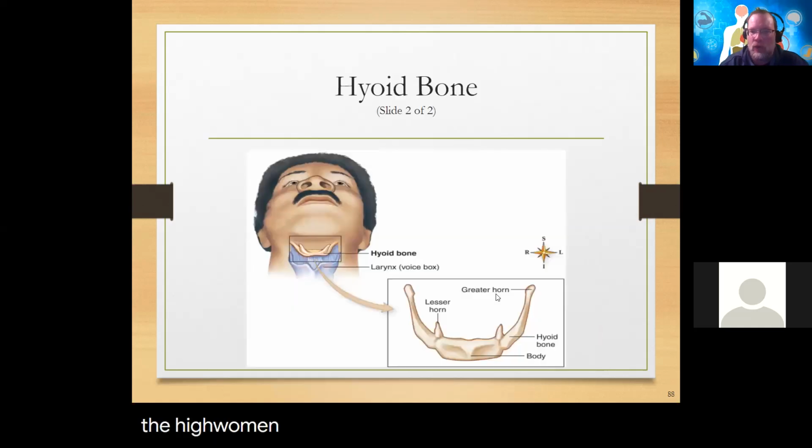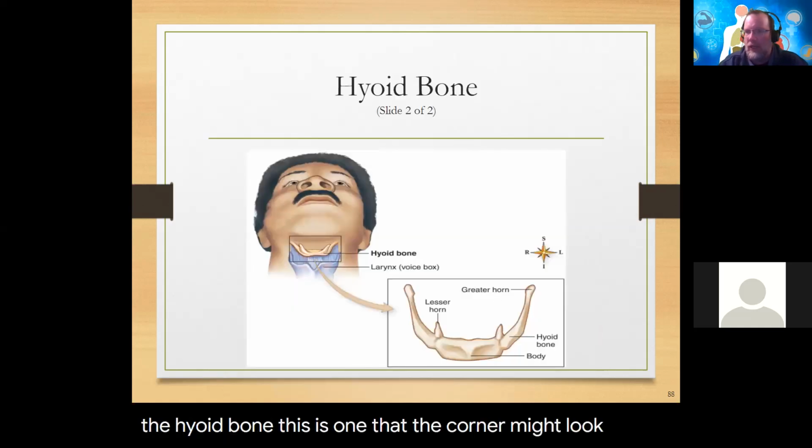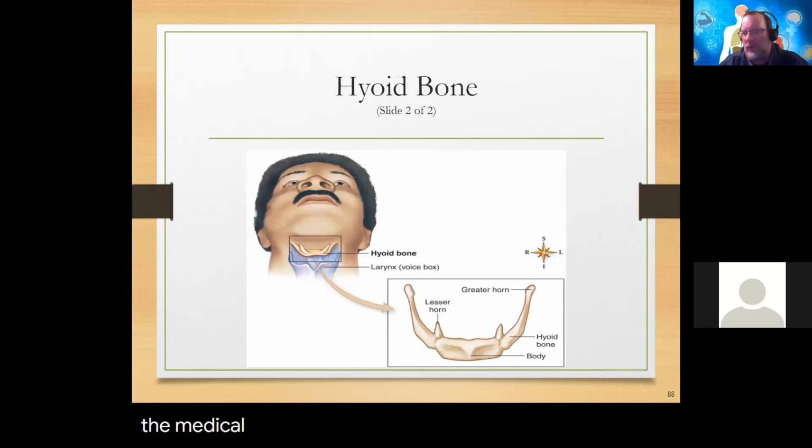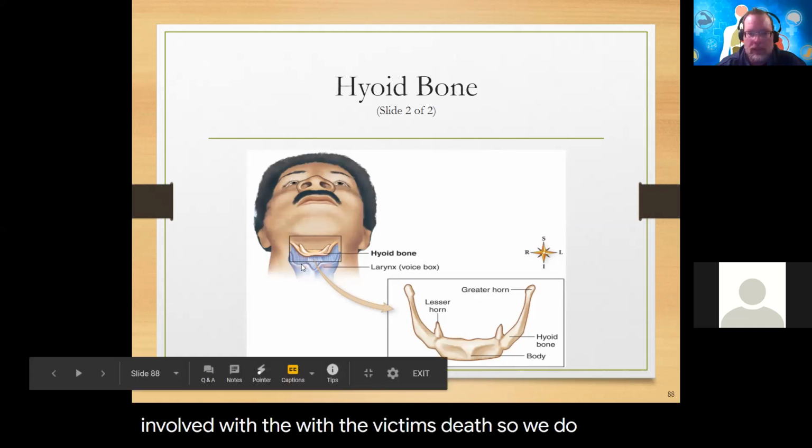Okay, the hyoid bone. This is one that the coroner might look at, or the medical examiner. The medical examiner who does the autopsies would look to see if there's displacement of the hyoid to determine whether or not there was maybe strangulation involved with the victim's death.